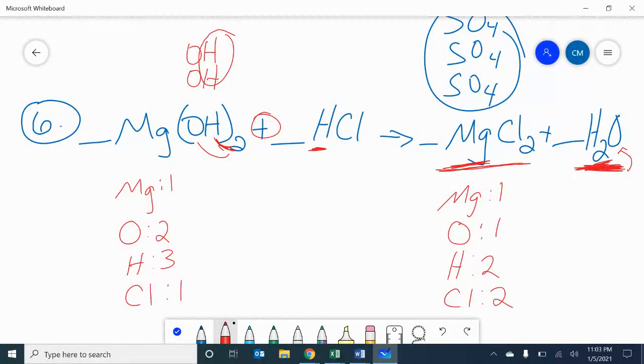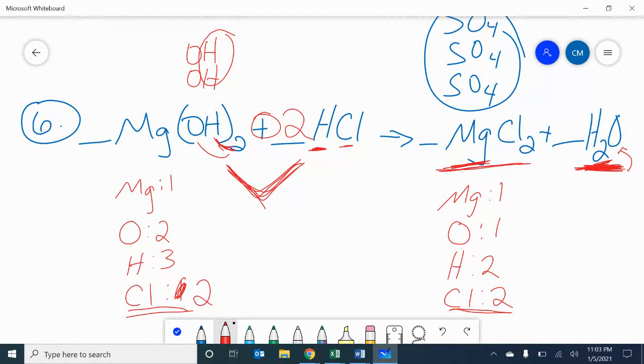Fantastic. My H's are split up over here, so I've got to remember to add those together. My magnesiums are already balanced, but my oxygens and H's aren't. My teacher says try to do hydrogen and oxygen last, but my magnesiums are already balanced. Chlorine is not balanced. 1 chlorine to 2 chlorines. Oh, good. So I've got 2 on the right and 1 on the left. Can I make 2 on the left? Sure. Put 2 there. That'll make 2 chlorines. All right, so change this to a 2.